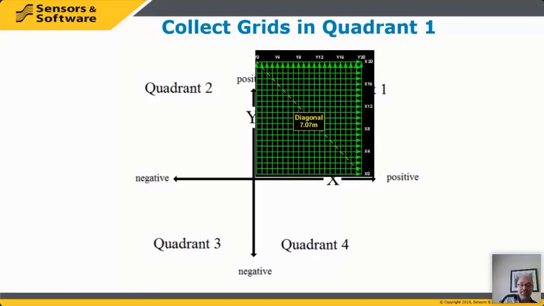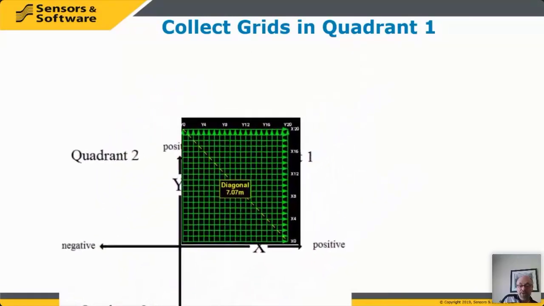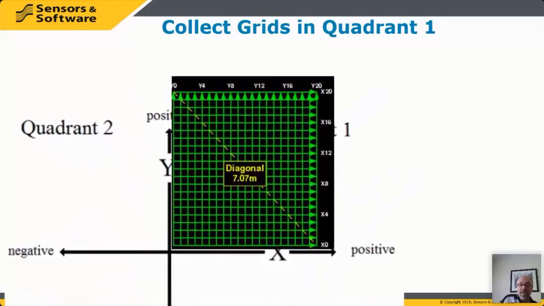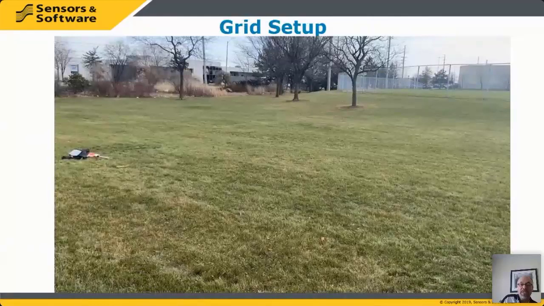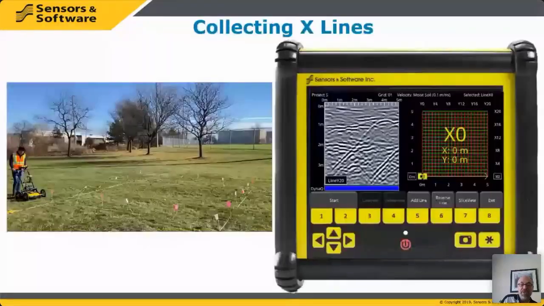And why do we do this? Why do we collect a grid? After all this, we collect a grid so that we can get the detail we need. And I'm going to skip over this one. This is just a quick video on how to collect data or how to set up a grid.